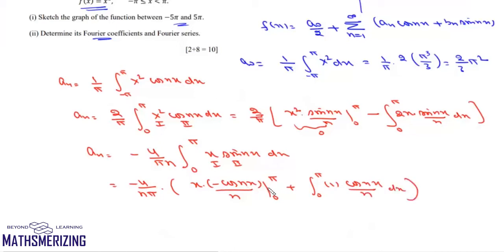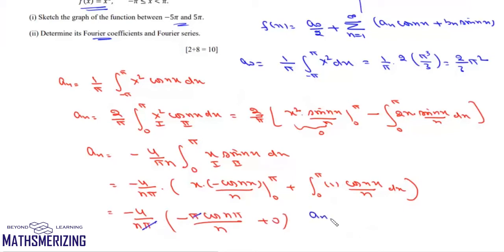Now we'll put the value of x in this one, so it will be minus 4 upon n pi, cos n pi by n. Now when x is 0, this expression is 0, and here it is the integral of cos nx, which will be sin nx, and sin n pi is 0, so the second part will be 0. Now here pi and pi will cancel.